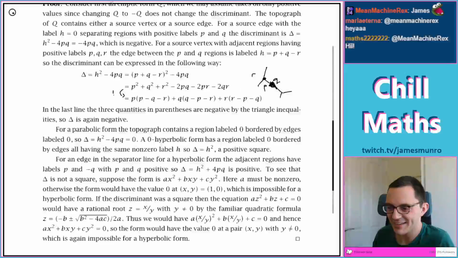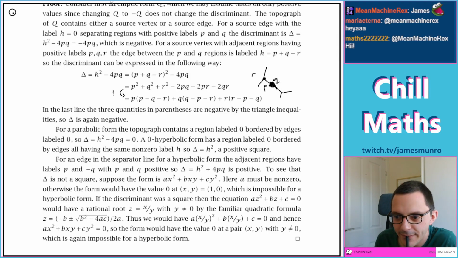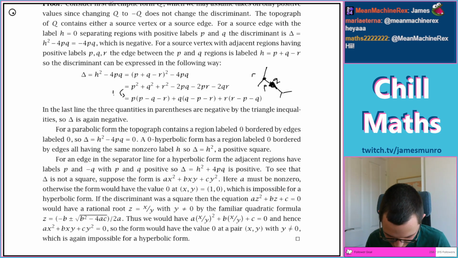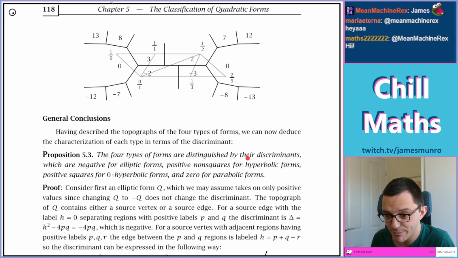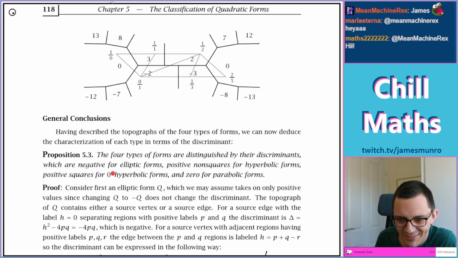Good. There you go. Oh, right, okay. Oh, actually, this looks like proof. Yeah, maybe we've done this case. Oh no, this is good. I like this. What's this? It's telling me about delta. General considerations. This is what I want. Distinguished by their discriminants. Maybe we have seen this and forgotten about it.